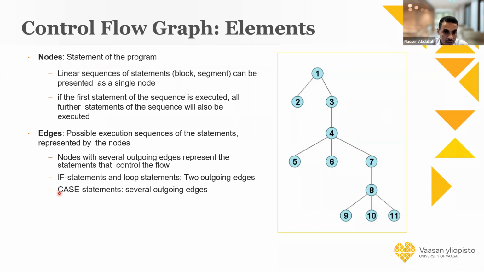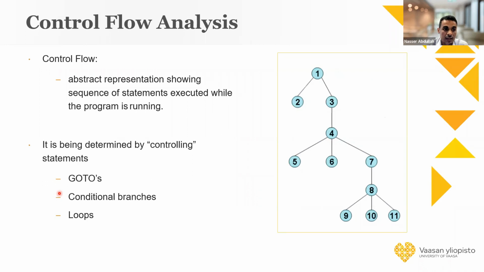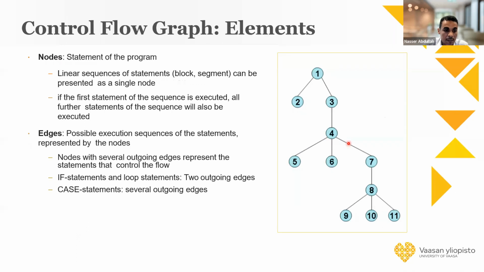So guys, this is the first one, the control flow. The control flow is just a graph representing the sequence of execution of your program. One more thing to mention is that it can be determined by control statements. If we don't have, for example, this edge, we don't know the flow of this application. This is determined by statements like goto, condition, loop, or case. So this is the edge.